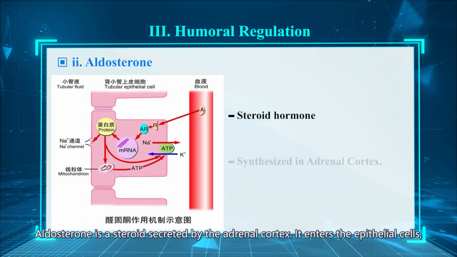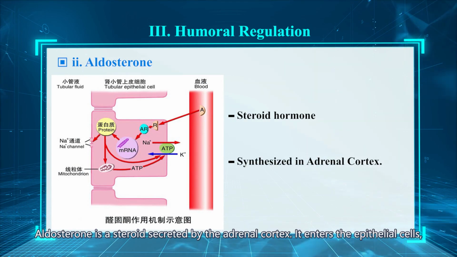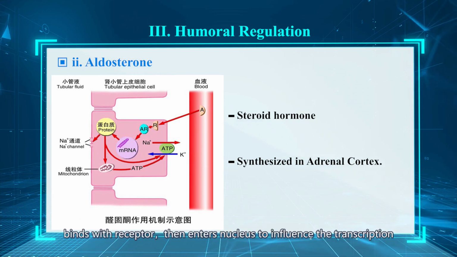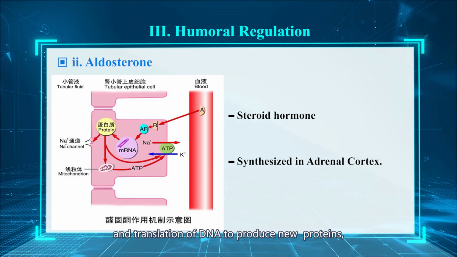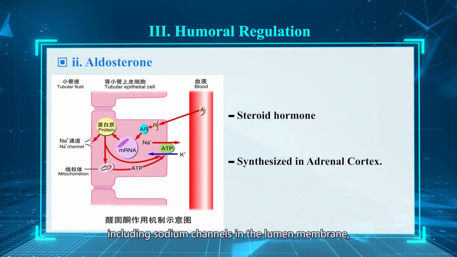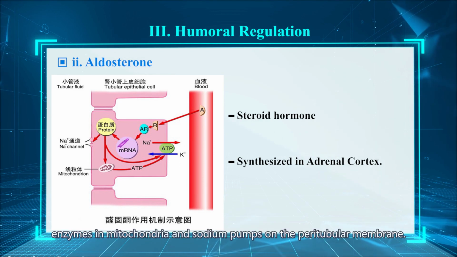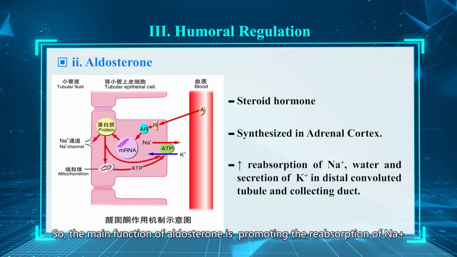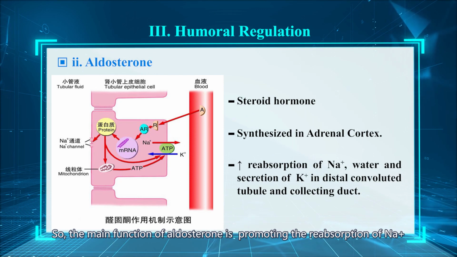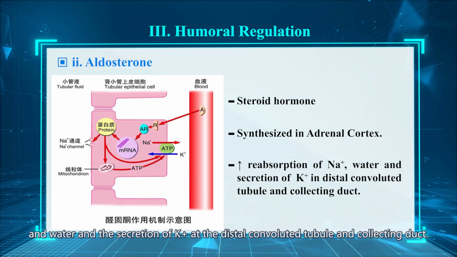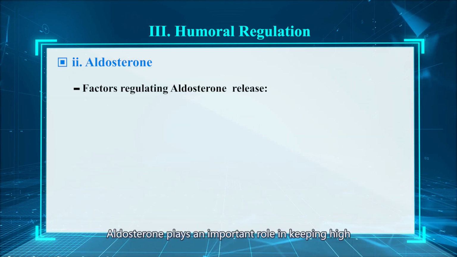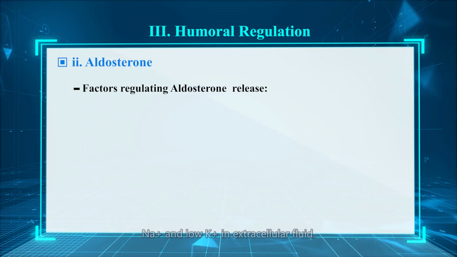Aldosterone is a steroid secreted by the adrenal cortex. It enters the epithelial cells, binds with a receptor, then enters the nucleus to influence the transcription and translation of DNA to produce new proteins, including sodium channels in the lumen membrane, enzymes in mitochondria, and sodium pumps on the peritubular membrane. So the main function of aldosterone is promoting the reabsorption of sodium and water, and the secretion of potassium at the distal convoluted tubule and collecting duct. Aldosterone plays an important role in keeping high sodium and low potassium in extracellular fluid.